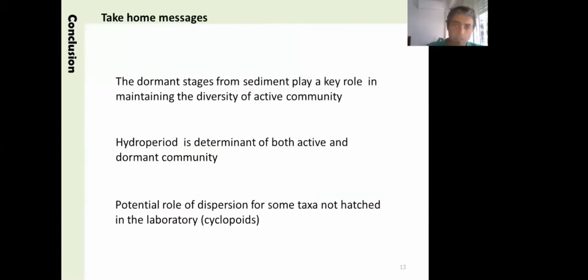So some conclusions and take-home messages are that the dormant stages from sediments play a key role in maintaining the diversity of the active community. The hydroperiod is a determinant factor of both the active and the dormant community. And finally, we found a potential role of dispersal for some taxa that were not found in the hatching experiments in the laboratory, such as cyclopoids.